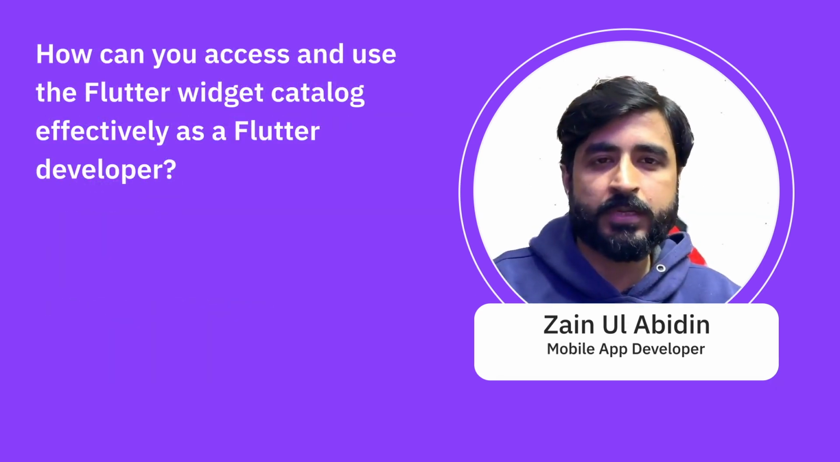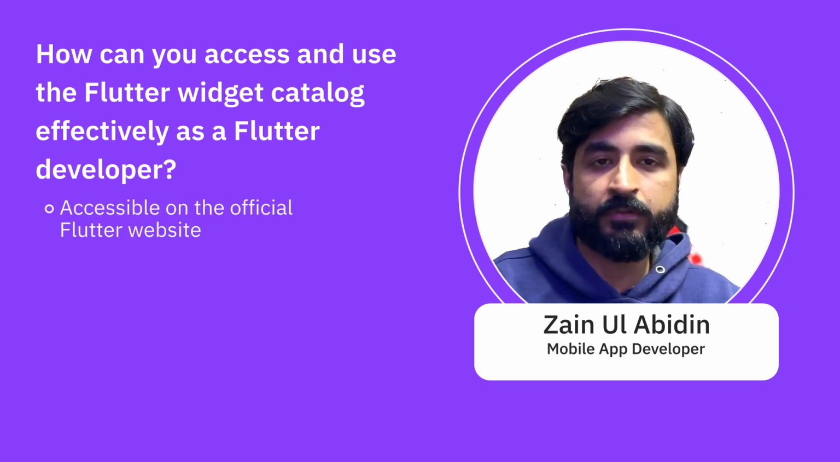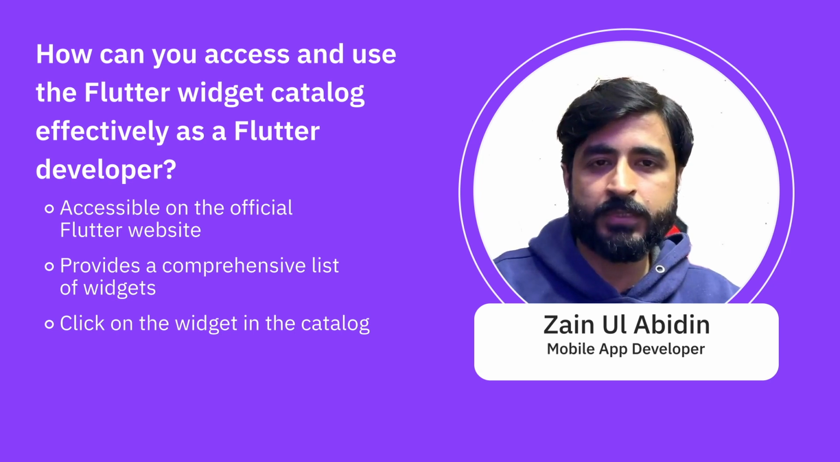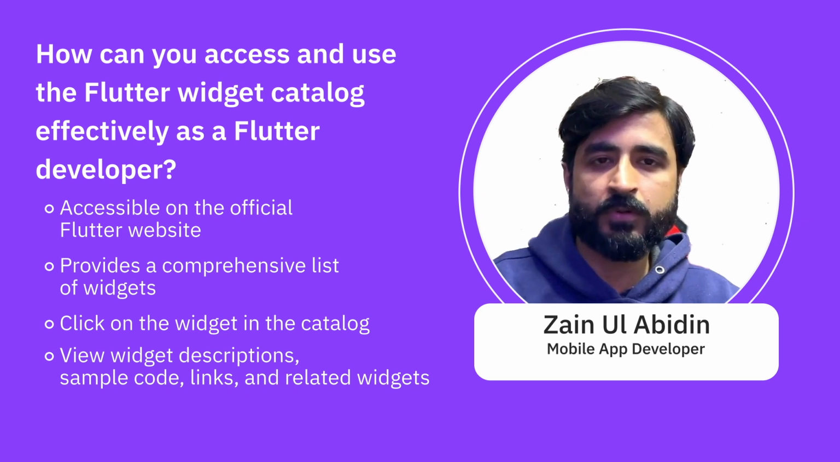The Flutter widget catalog is a handy tool that I frequently use. It is accessible on the official Flutter website and provides a comprehensive list of the widgets available in Flutter. When I am looking to implement a new feature or UI component, I first check the widget catalog and find the most suitable widget. By clicking on any widget in the catalog, you can see detailed information about it, including a description, sample code, links, and related widgets. This resource has been instrumental in helping me understand the capabilities of different widgets and how to use them effectively in my projects.